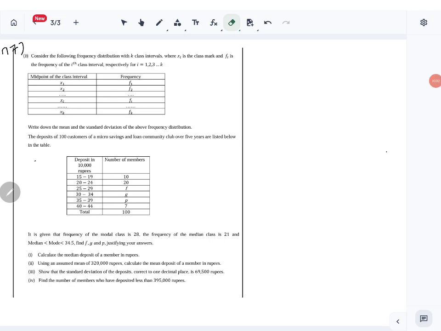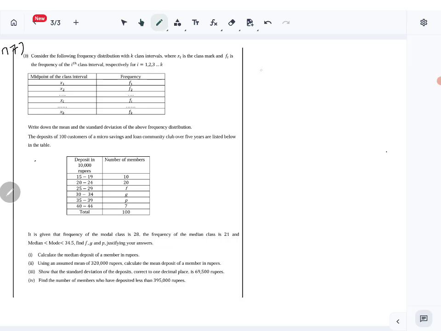Okay, let's look at question number 17, part B, the statistics question. Consider the following frequency distribution with k class intervals, where xi is the class mark and fi is the frequency of the ith class interval. So these are the midpoints, these are the frequencies. Write down the mean and standard deviation of the above frequency distribution.